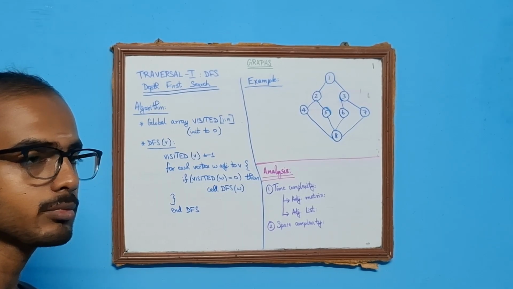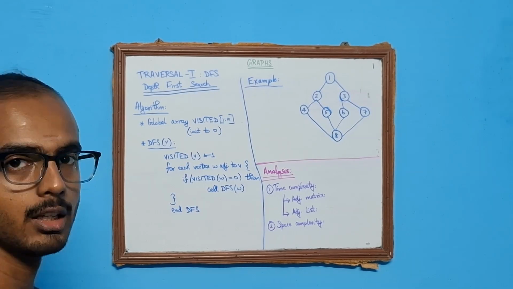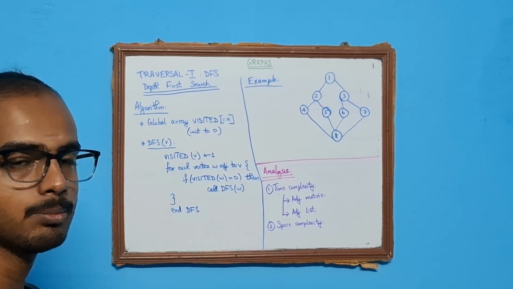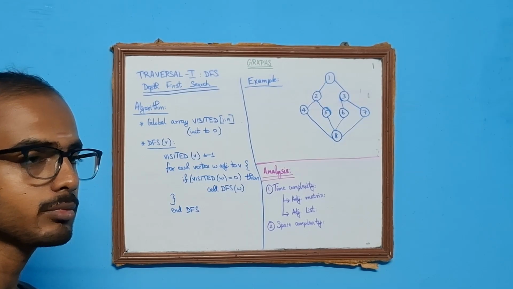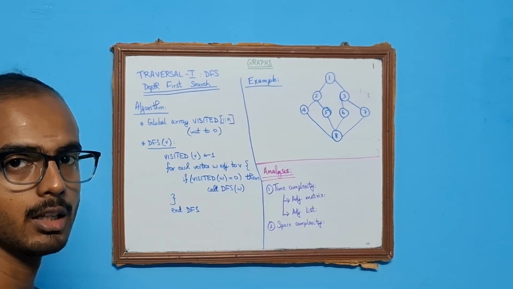So for each vertex, if it still considers, this condition keeps failing and at one point in time it comes out. So the output printed should have the same number of vertices as the graph: 1, 2, 3, 4, 5, 6, 7, 8. This is the DFS value that we have. This is the DFS outcome.